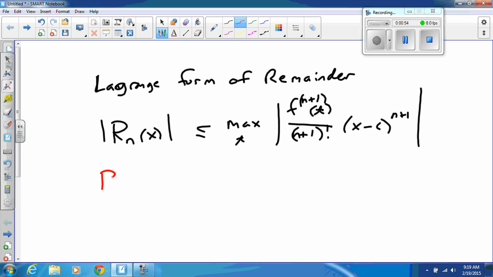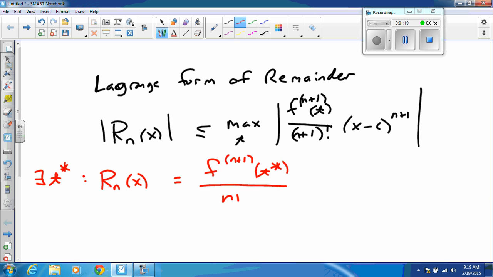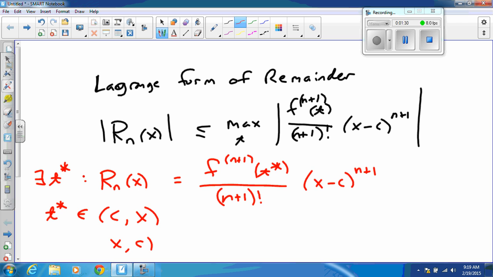We're going to refine this just a little bit. I'm going to claim that, in fact, there is a t, let's call it t star, such that the remainder at x is exactly equal to the n plus 1th derivative at t star over n plus 1 factorial times x minus c to the n plus 1, for some t star between c and x, or x and c if x is less than c. Okay? So this is my claim.